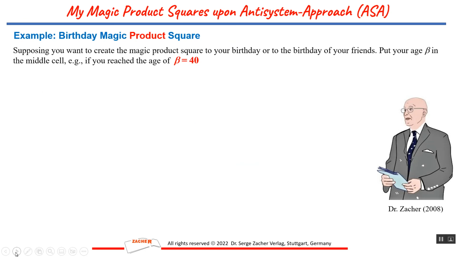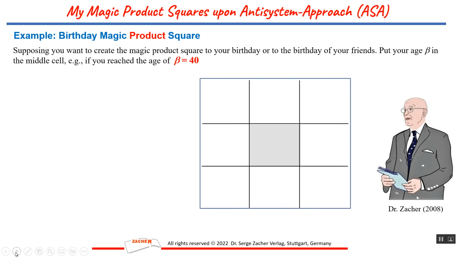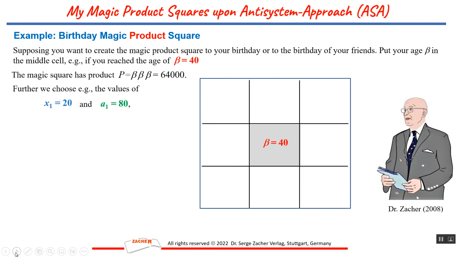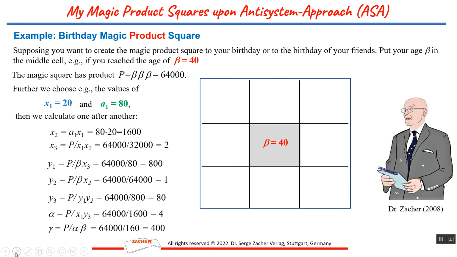Example. Birthday magic product square. Supposing you want to create the magic product square for your birthday or the birthday of your friends. Put your age beta in the middle cell. Further choose the values of x1 and a1. Then you will get the magic square shown on the right.